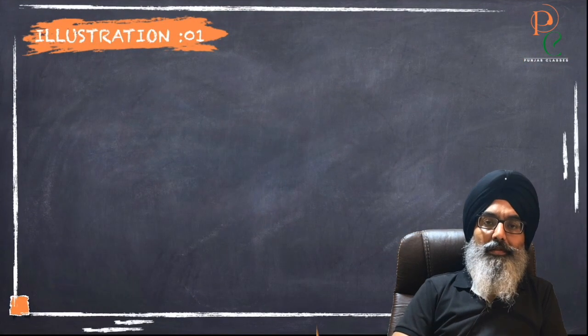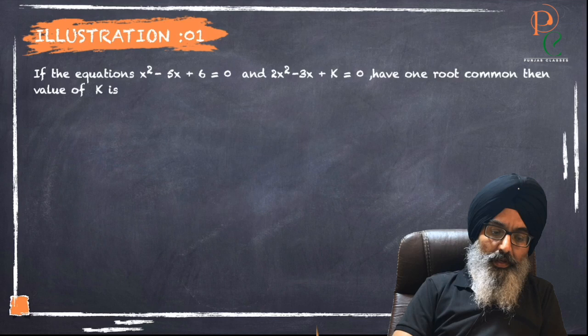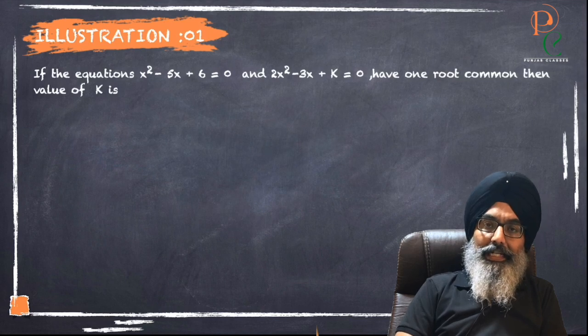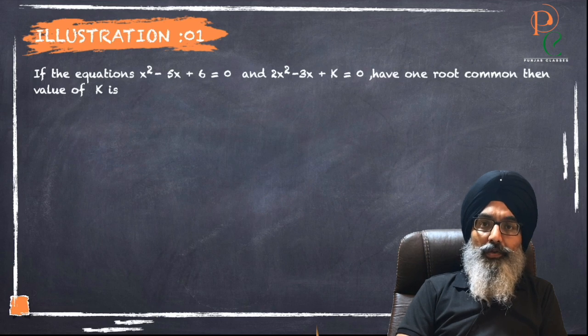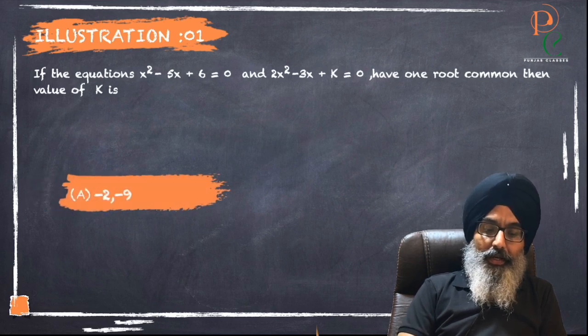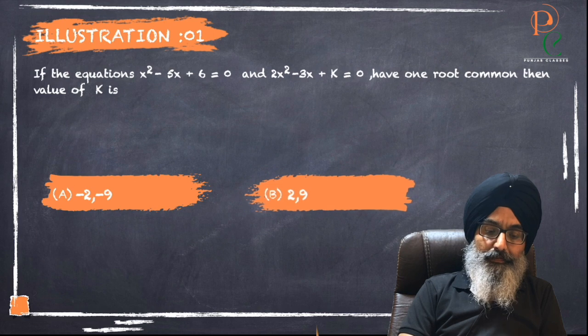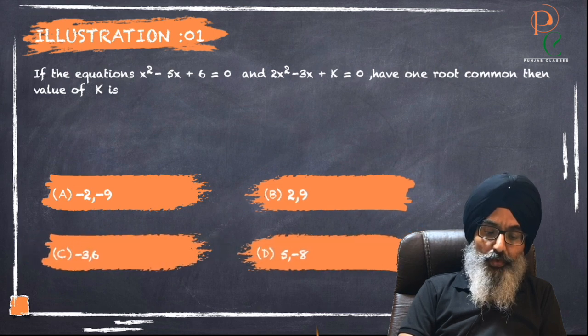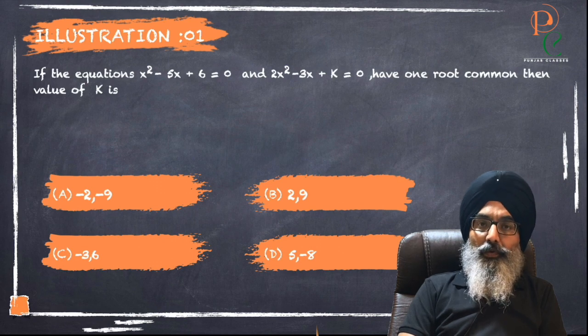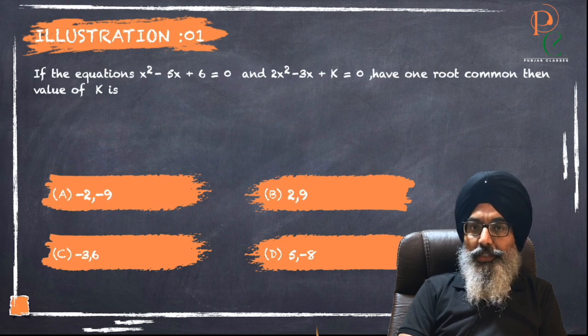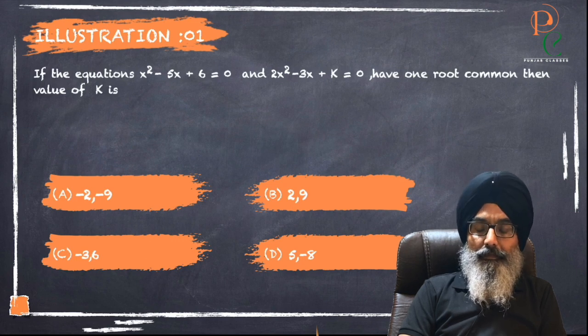So here we come across the first question. We are given two equations, x square minus 5x plus 6 equals 0 and 2x square minus 3x plus k equals 0, and they have one root common. We are supposed to find the value of k. Let's see the options as well: minus 2, minus 9; 2, 9; minus 3, 6; 5 and minus 8. We will solve this question using the result that we have learned just now by applying it directly.